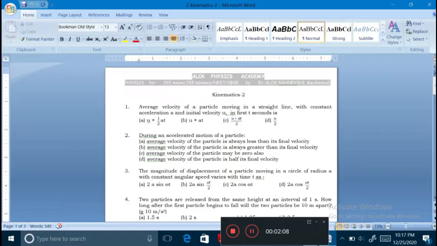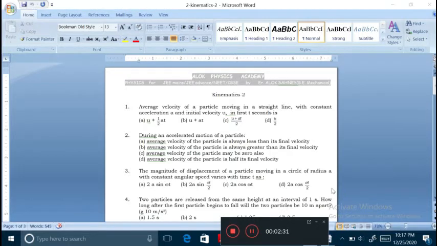So let us look at the first question in this sheet. Average velocity of a particle moving in a straight line with constant acceleration a and initial velocity u in first t seconds is. Okay, let us try to solve this question on the slide.